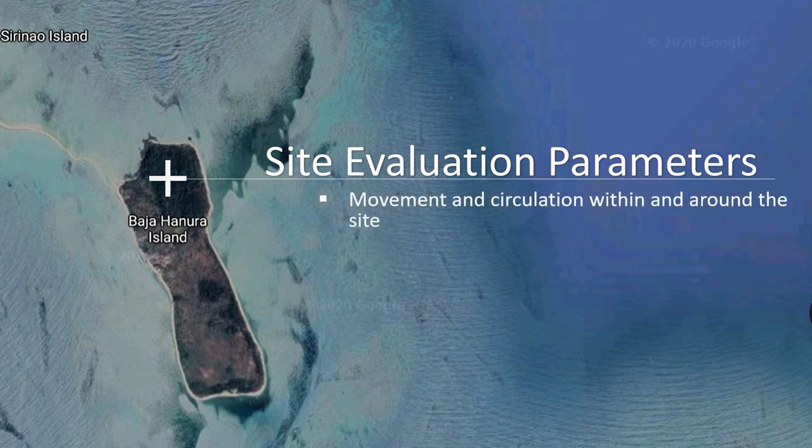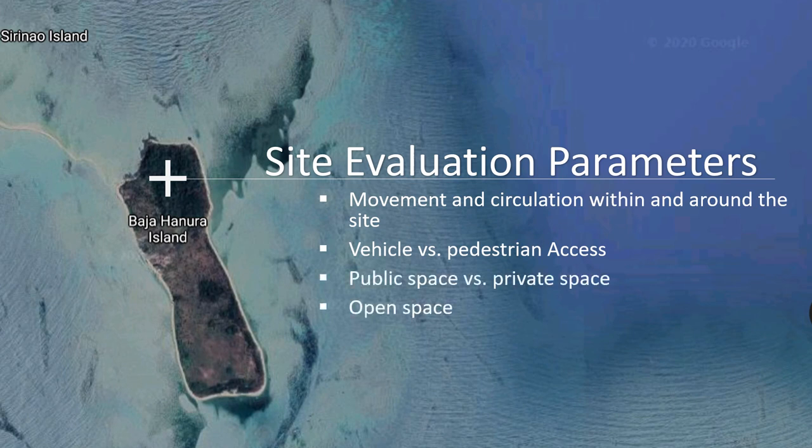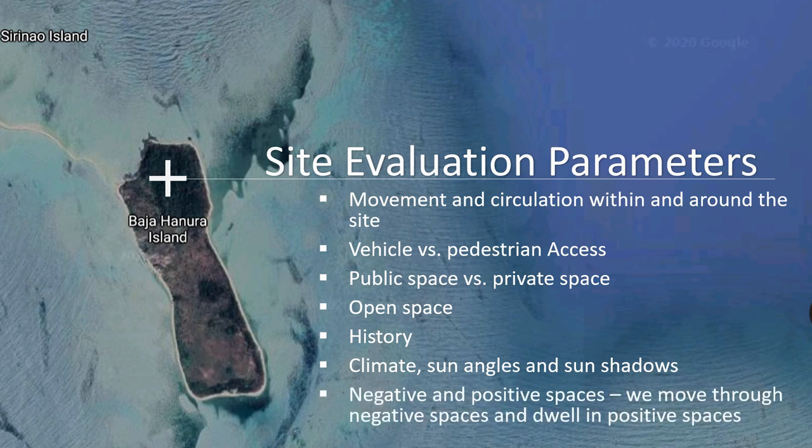Movement and circulation within and around the site, vehicle versus pedestrian access, public space versus private space, open spaces, history, climate, sun angles, and sun shadows. Of course, you have to put both negative and positive spaces. We move through negative spaces and we dwell in positive spaces. I guess you've seen maps of this. They're black and white. The white stuff are the open spaces. The black ones are the spaces that are the building. So basically we move through the negative spaces, which are the white, and then we live inside the positive spaces that are black.